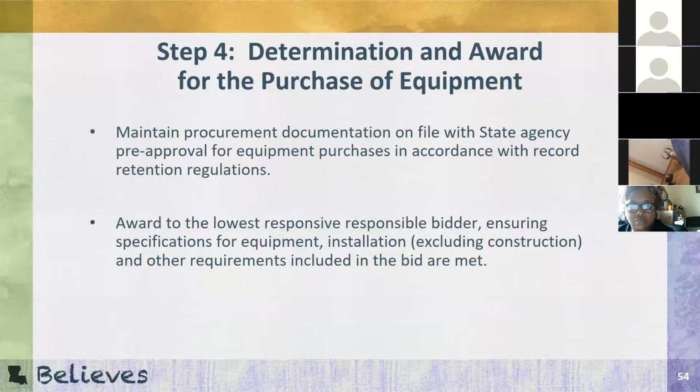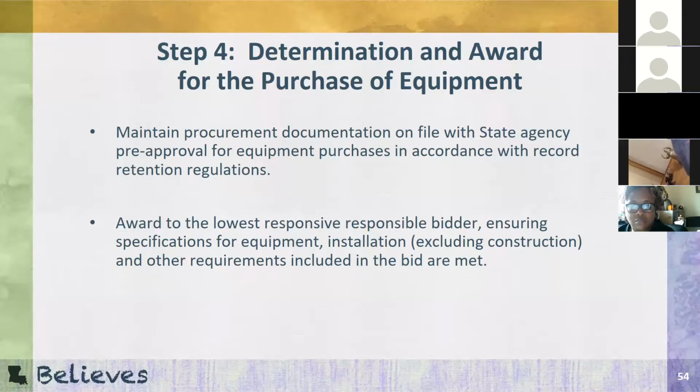The fourth and last step in the process of procuring equipment is determining the winning bidder and award for the purchases. Remember to maintain procurement documentation on file along with your state agency pre-approval for equipment purchases in accordance with record retention regulations. And as covered in the previous section on general procurement guidelines, be sure that you award to the lowest responsible and responsive bidder, ensuring specifications for equipment, excluding construction, and other requirements included in the bid are met.